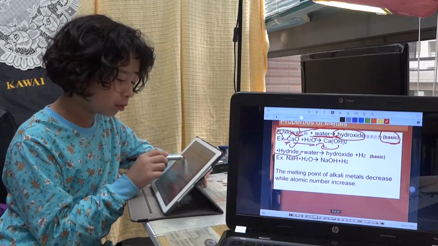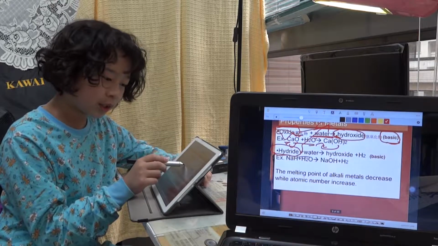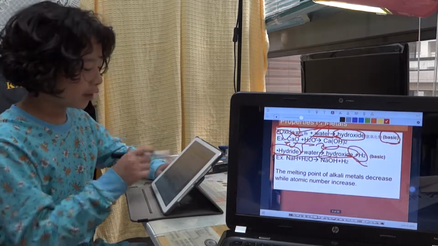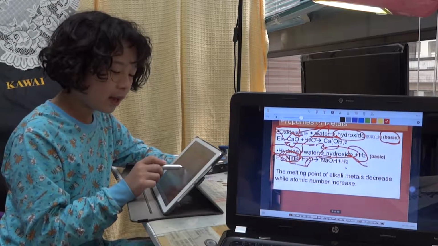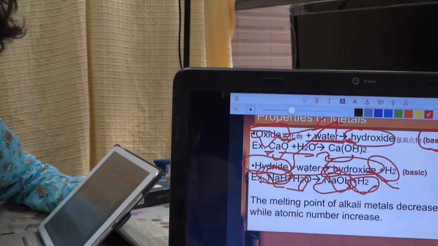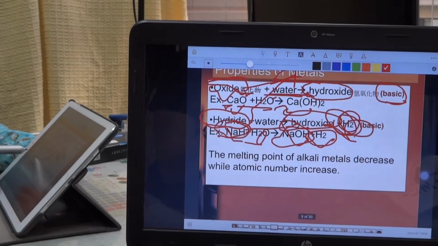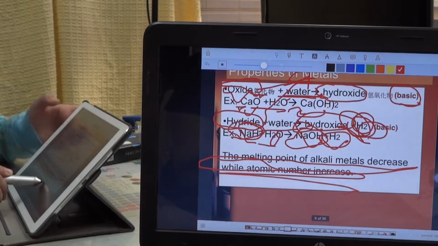And a metal hydride put into water also forms a hydroxide, but you also get some hydrogen. For example, sodium hydride put into water becomes sodium hydroxide, and you also get some gas, hydrogen gas. The melting point of alkali metals decreases when the atomic number increases.